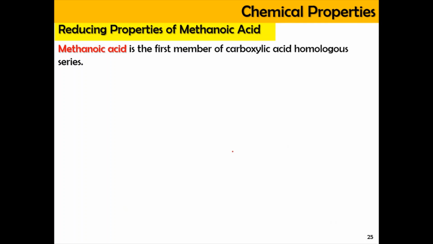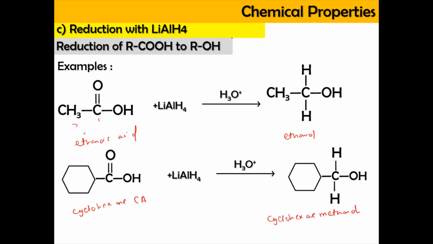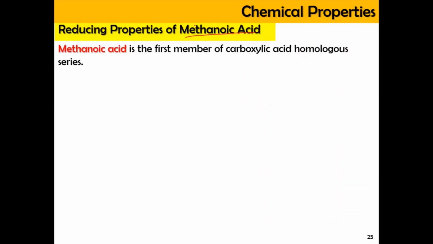Now we're going to look into the reducing property of methanoic acid. So basically we have done all the 7 reactions just now, which is A, B, and C. Now we're going to look into the reducing properties of methanoic acid. Methanoic acid is basically the first member of the carboxylic acid homologous series. So this is the structure of methanoic acid, because it has one carbon, double bond O, OH, and hydrogen here.